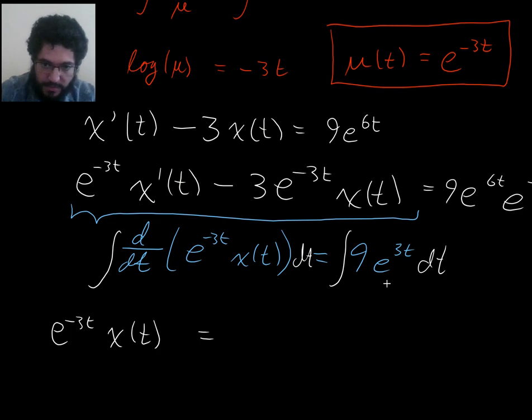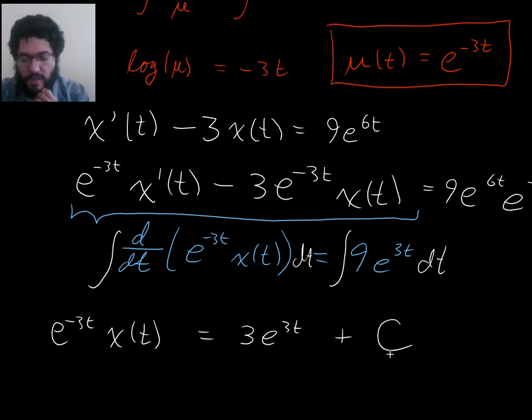And on the right side, the 9 pops out, and the integral of e to the 3t is e to the 3t divided by 3. So I get 3e to the 3t. And now I do want the plus c. And this is a common mistake. Remember to add the plus c at the stage where you integrate. Don't wait till the very end to add the plus c.